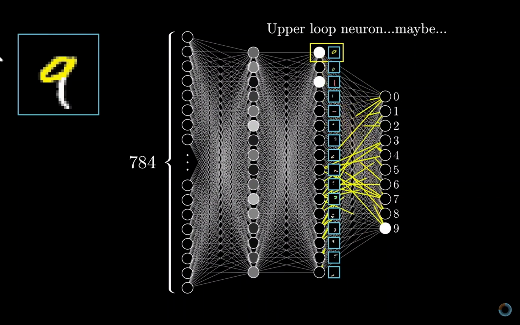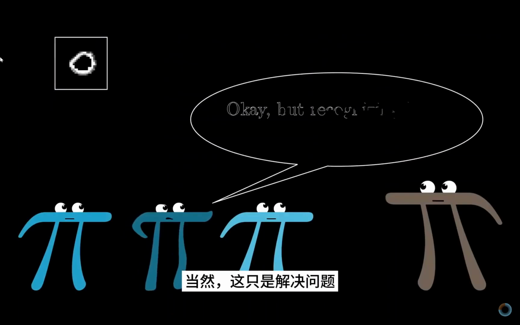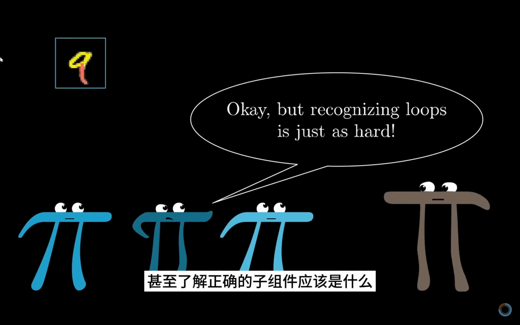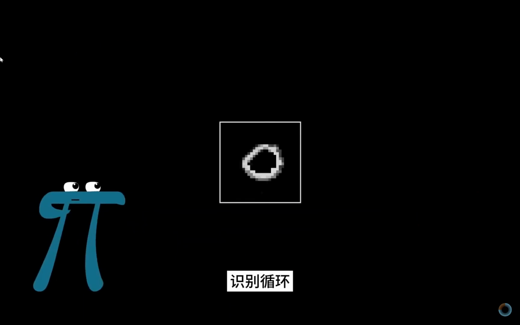That way, going from the third layer to the last one just requires learning which combination of subcomponents corresponds to which digits. Of course, that just kicks the problem down the road, because how would you recognize these subcomponents, or even learn what the right subcomponents should be? And I still haven't even talked about how one layer influences the next, but run with me on this one for a moment. Recognizing a loop can also break down into subproblems.